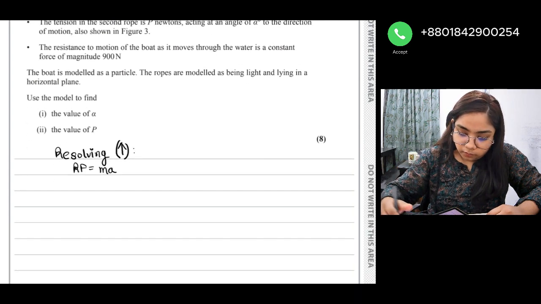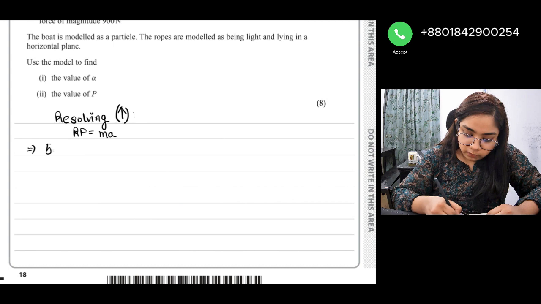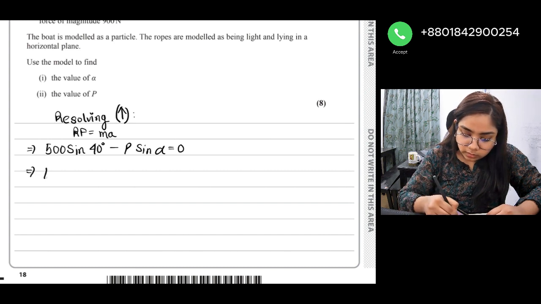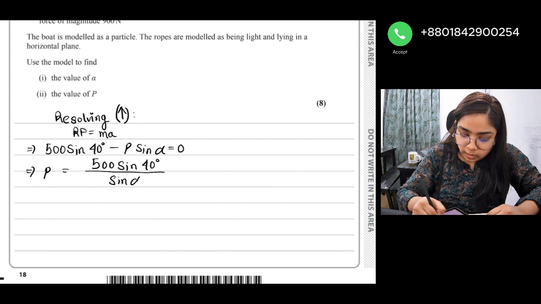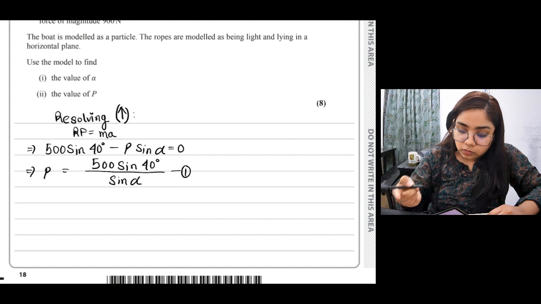Okay. So now from this part we can write that for that vertical plane you have 500 sine 40 degrees minus P sine alpha equals 0. As I want to find out the value for alpha, I'll make P the subject of this equation. So it will be P equals 500 sine 40 degrees divided by sine alpha. That is your first equation. And then I'll try resolving the horizontal forces.